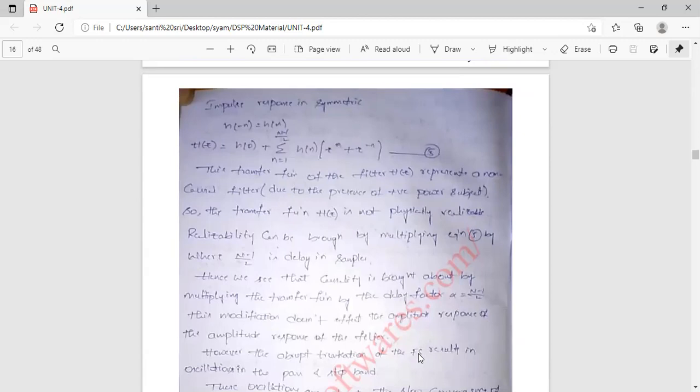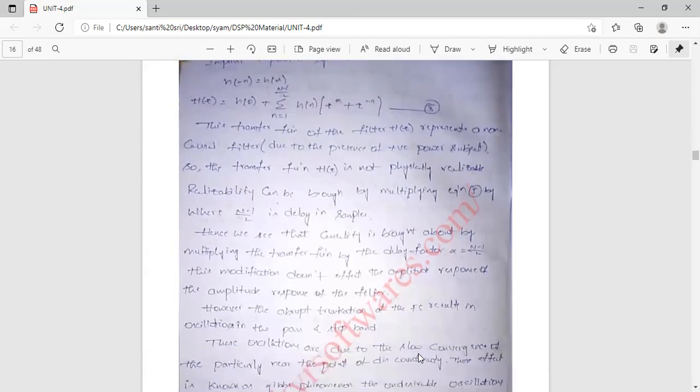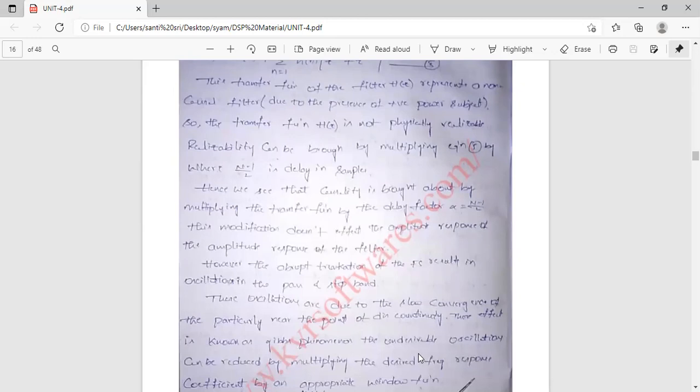However, the abrupt truncation of the Fourier series results in oscillations in the pass band and stop band. These oscillations are due to the slow convergence of the series, particularly near the point of discontinuity. This effect is known as the Gibbs phenomenon.